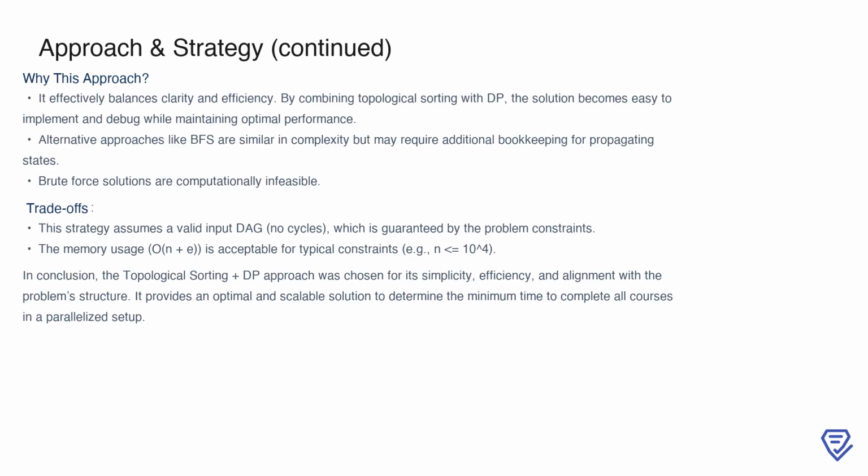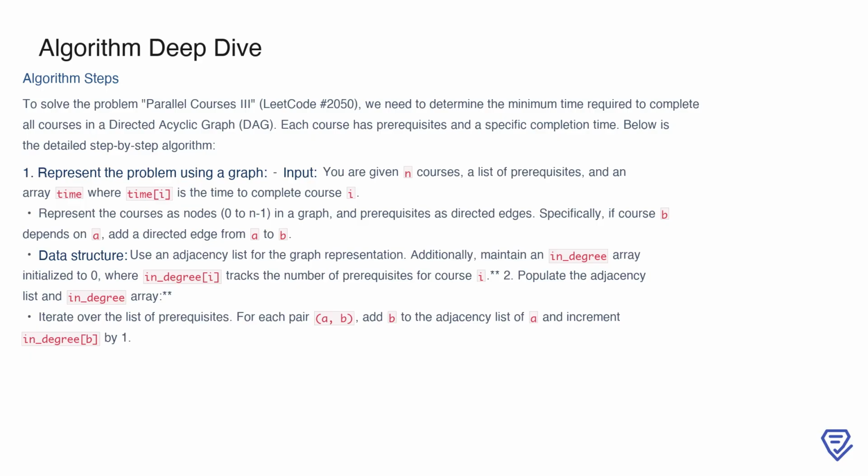and performance. To solve the problem Parallel Courses 3, we need to determine the minimum time required to complete all courses in a directed acyclic graph, or DAG. Each course is represented as a node, and the prerequisites are represented as directed edges. This means if course B depends on course A, there's a directed edge from A to B.